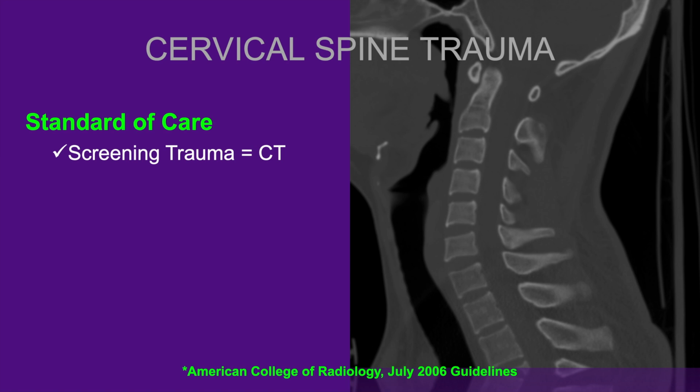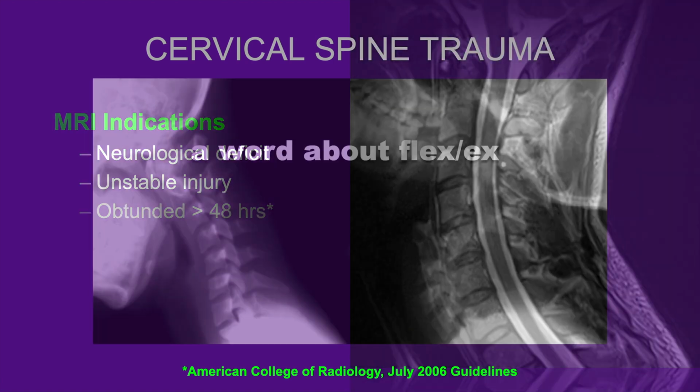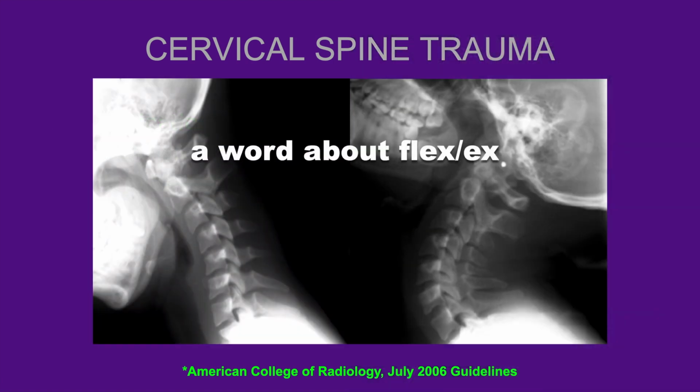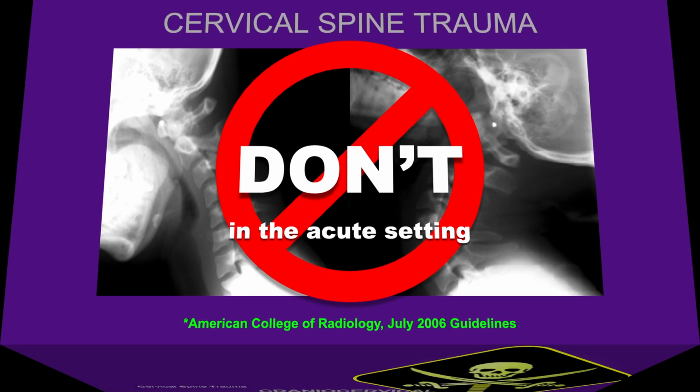So the standard of care in the emergency room setting of trauma is a screening CT of the cervical spine. If there is neurologic deficit, if it's an unstable injury or the patient has been obtunded greater than 48 hours, you may want to proceed to an MRI. A word about flexion-extension films. This is not recommended in the acute setting. It can lead to adverse outcomes for the patient and does not commonly add a lot of information to the workup.